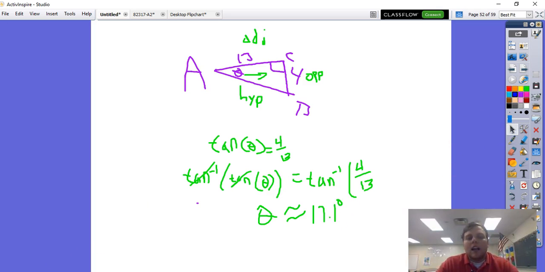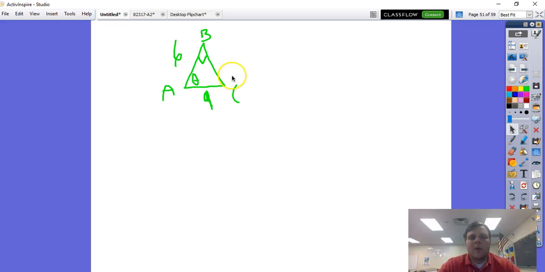Okay, how about we try another problem? Here's our next problem. We have some triangle ABC. It's a right triangle, and here's our theta, and I want to solve for theta again. The first good step is to label your triangle. Across from the right angle is always your hypotenuse. Across from theta is always your opposite. And next to theta, that's not the hypotenuse, is your adjacent. Now I want to solve for theta. This is a right triangle, so I want to use trig ratios. I know the adjacent and I know the hypotenuse. Which trig ratio deals with adjacent and hypotenuse?